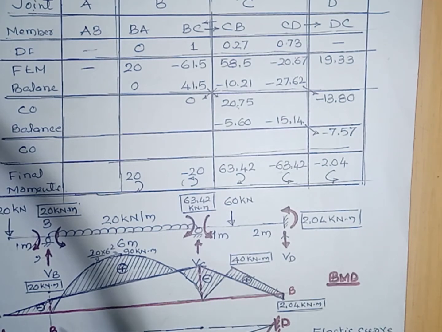Here if you want to draw the elastic curve, this one is a triangle. The shaded portion represents the net bending moment. At the support the bending moment is negative, at the center it is positive. Here there is a point of contraflexure.